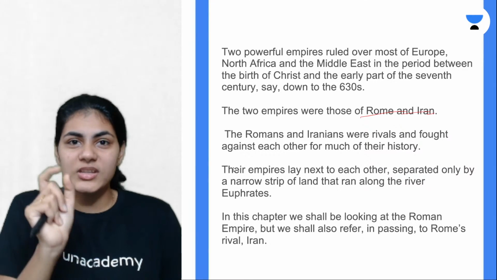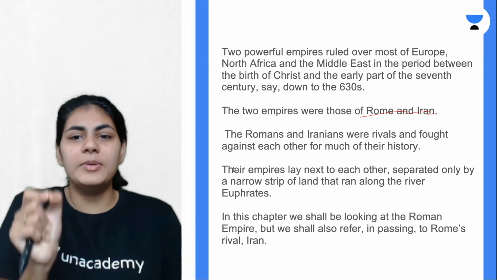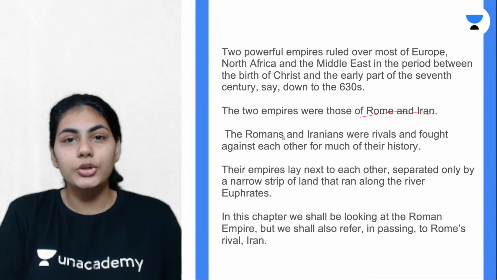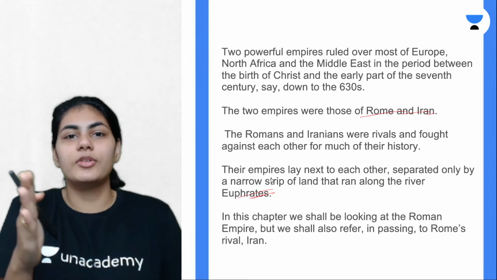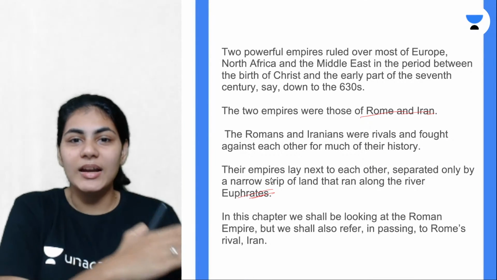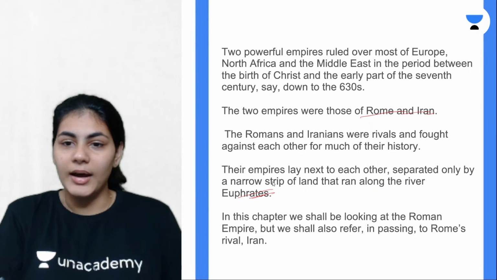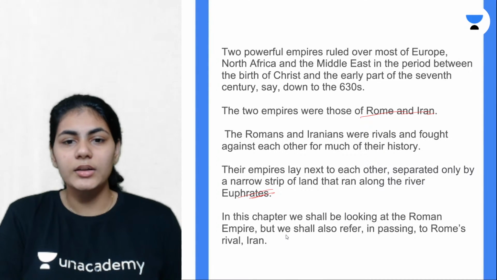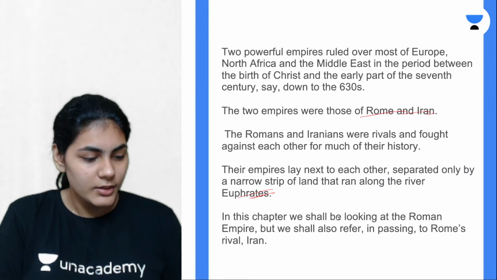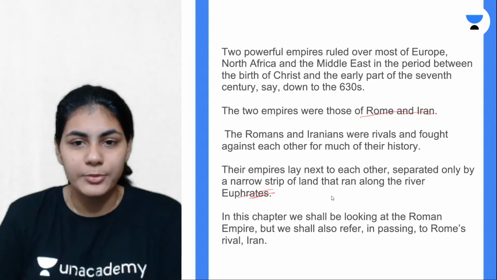So the only thing which is separating these two empires is a narrow strip of land, a very thin piece of land that ran along the river Euphrates. Yeah, so river Euphrates is again very important. Just imagine this Euphrates river is the only thing which separates the Iranian Empire and the Roman Empire. So that's the demarcation. Again, in this chapter we'll only be looking at Rome, sometimes referring to the Iran Empire, right? So that's what this chapter is going to deal with.